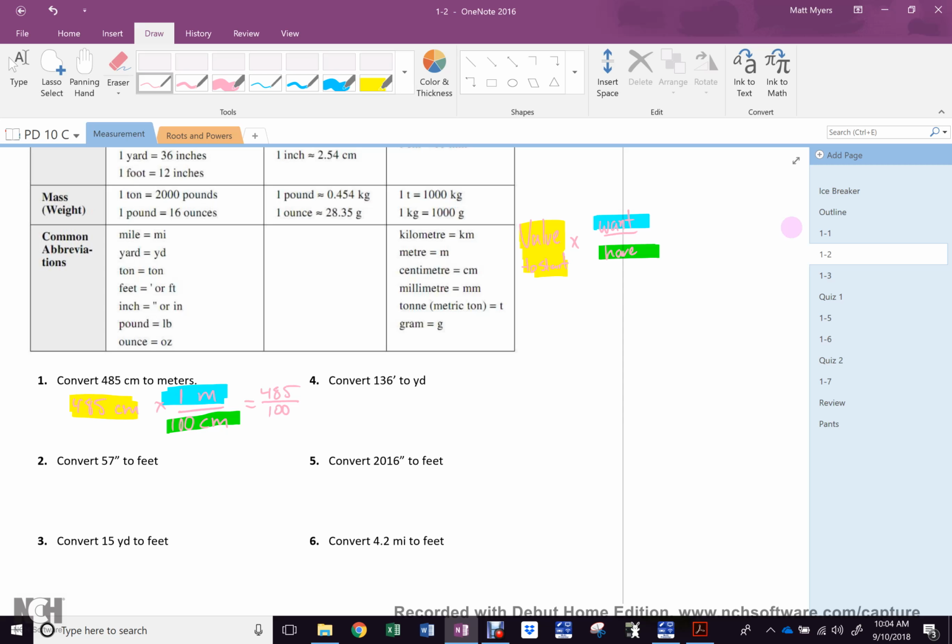So, do these six. Something weird happens in number 6. Do them first. Remember, it's what you start with, multiply by what you want over what you have. Like I said, a lot of the time you can do it in your head. I want to see what you come up with for 1, 2, 3, 4, 5, 6, and then we'll talk about how to fix it if we need to fix it. Go.